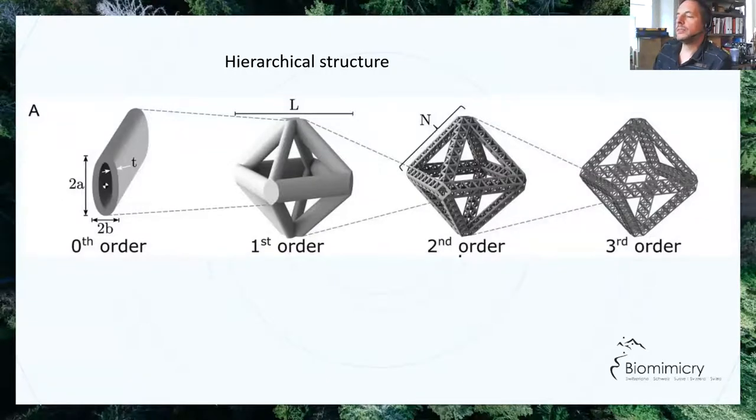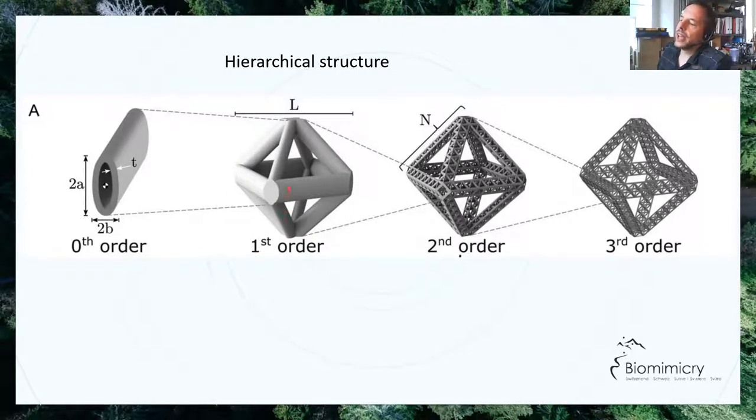When you take away material from the inside, you talk about hierarchical structures. So let me explain that a little bit. Here, the zeroth order, you have just one beam. And here, the first order, we have this octahedron. This octahedron is made out of 12 of these beams. So we have them all around, and these are all the same beam. So this is, let's say, the main structure.